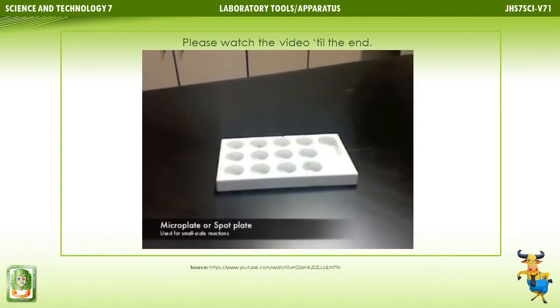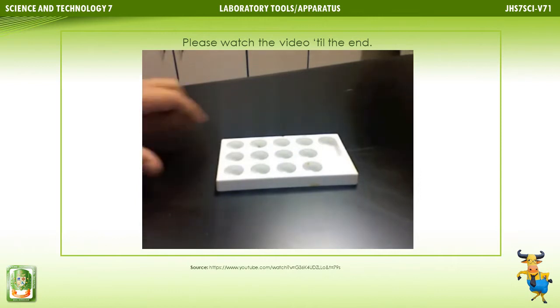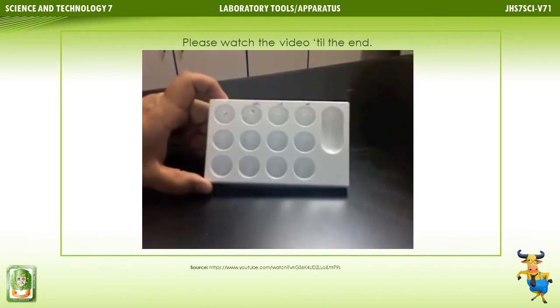This is a microplate, sometimes called a spot plate. If you don't have a whole lot of the liquid to react in the chemical reaction, you don't want to use a test tube, you can use a spot plate. A spot plate has things called wells.